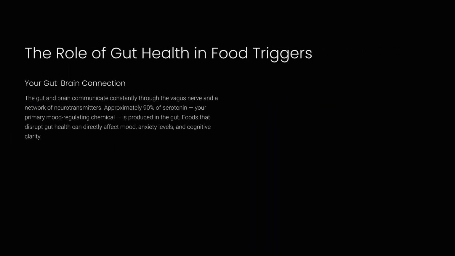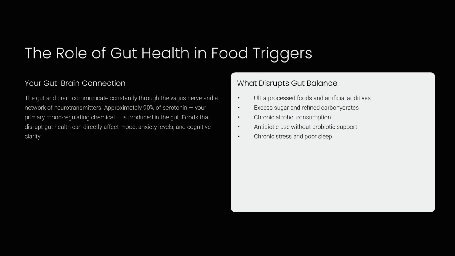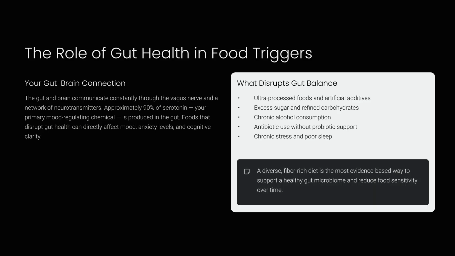The gut-brain connection is crucial, as 90% of mood-regulating serotonin is produced in the gut. Disruptors include processed foods, excess sugar, alcohol, and stress. A fiber-rich, diverse diet supports a healthy gut, reducing food sensitivity over time.